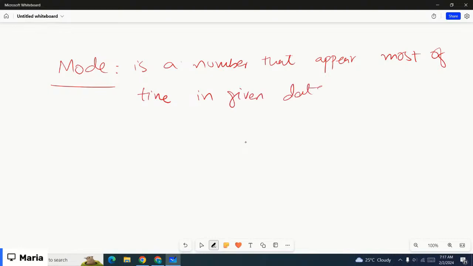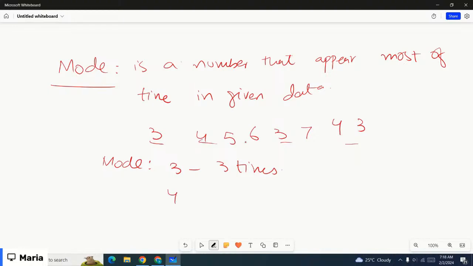So, for example, you are given a data set, right? The numbers you are given are 3, 4, 5, 6, 3, 7, 4, and 3. You have to see what is the mode value, right? You have to see how many times the number appears in the data. 3 appears 1, 2, 3 times, right? 3 appears 3 times. Then 4 appears 2 times, right? The rest of the numbers 5, 6, 7 appear just once in the data. So that means the mode, 3, is the number that appears the most in the given data. So 3 is the mode, right?